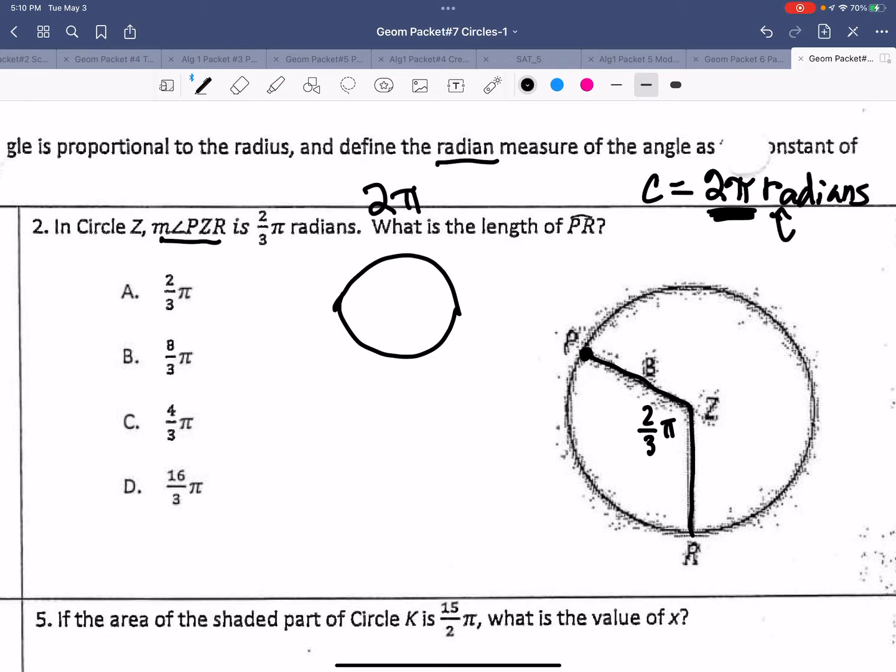Okay? So any circle, specifically our unit circle, has a circumference of 2 pi because all the way around is 2 pi radians. And radians is what we use as our unit of measure. Okay? So this is pi, and this is 2 pi, meaning this is pi and another pi. So all the way around is 2 pi.